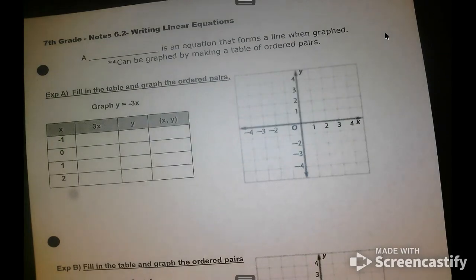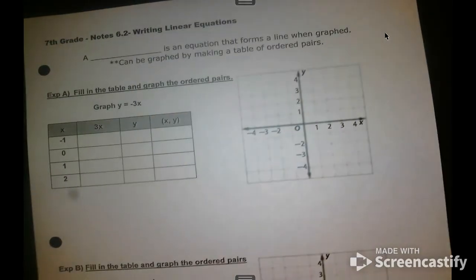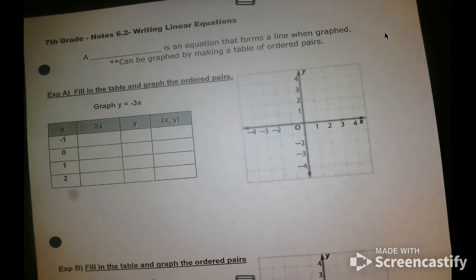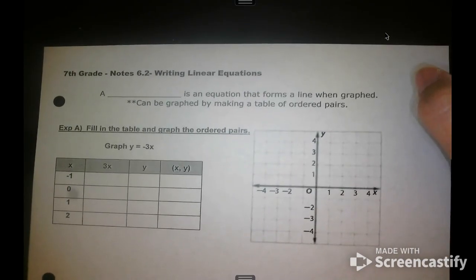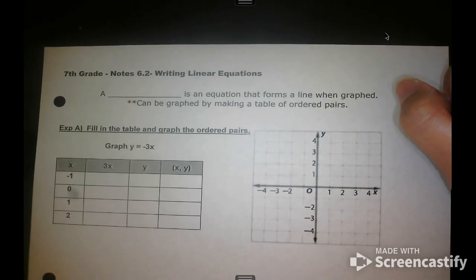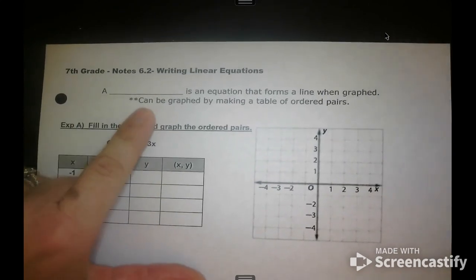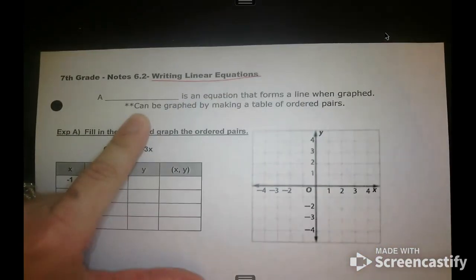Yesterday we did identifying linear equations. And how is it linear? How do I know if it's linear? What did I just say? The X and Y change by the same every time. If they have a constant rate of change, they are linear. Yes? Okay. So today we are writing linear equations.